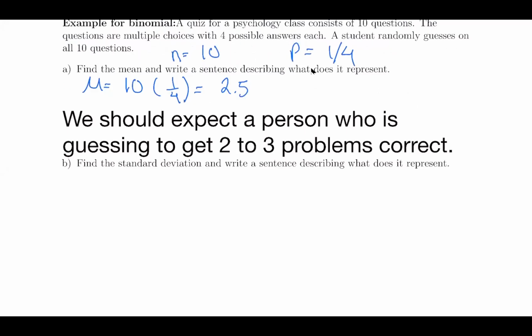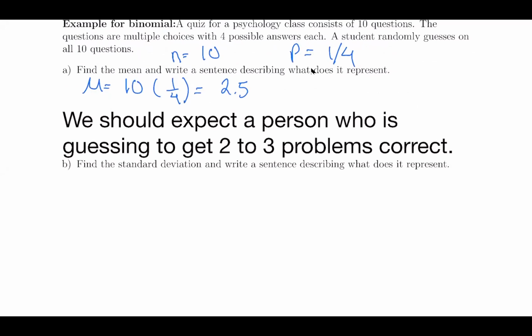All right. So that's what the mean represents. It just represents how many questions we should expect a person to get correct. So we should expect them to get 2 to 3 correct problems if they're just guessing. Do you think they're always going to get 2 to 3 questions correct, or is it possible that they could get more than 3 questions correct? It should be possible for them to get more than 3 or less than 2 questions correct, because that's what the standard deviation is going to tell us. The standard deviation just tells us how much above or how much below the average is possible.